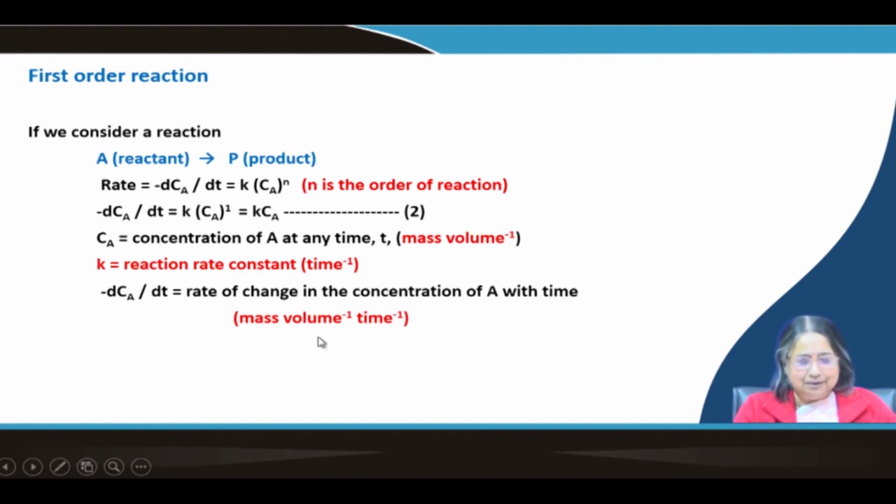So, I already explained that rate has the unit mass per volume per time. K has the unit... you see here K, this Ca term, a concentration term, will go away. So, it will be time inverse, okay. So, K is the reaction rate constant, which is nothing but time inverse. This is very important to remember for first order reactions, okay, time inverse.